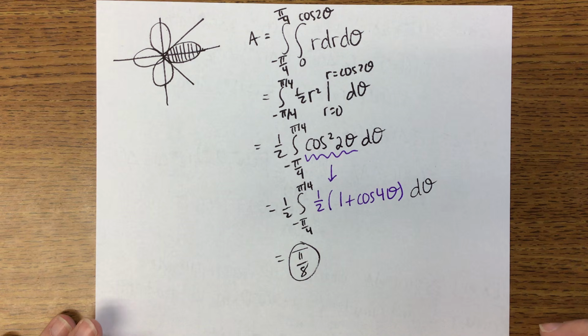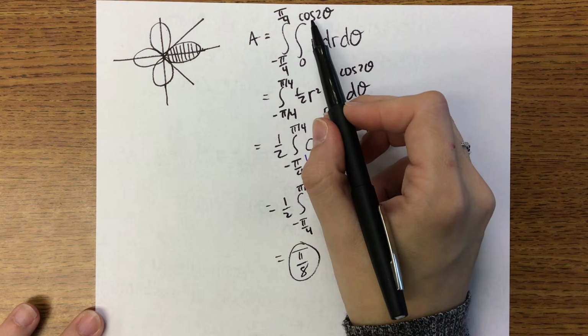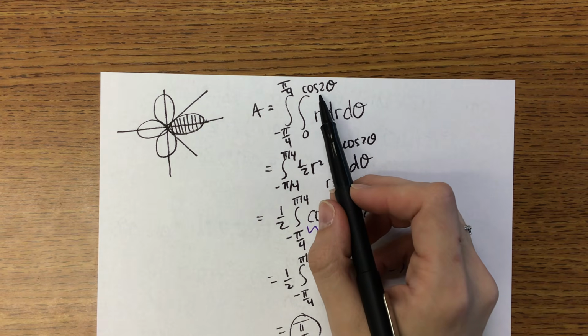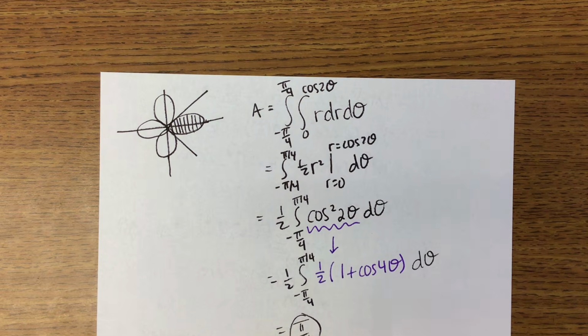Yes? Why can't you split it up on this one, but you could on the other one? Because of this upper bound being in terms of theta. Oh, okay. Oh, all right.